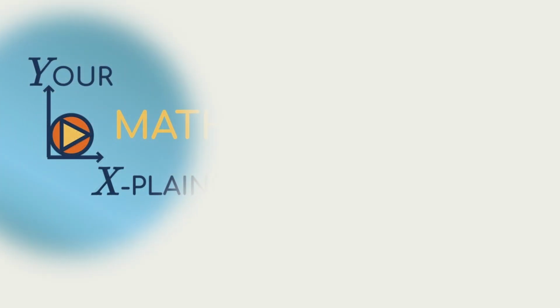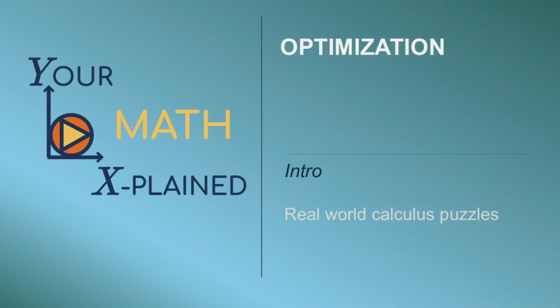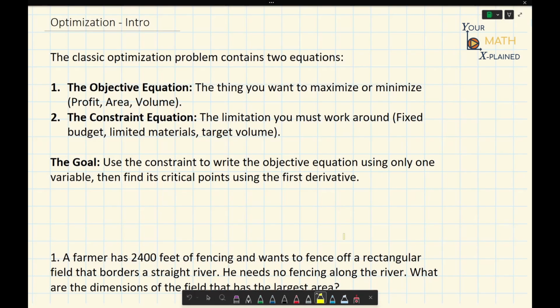My name's Angela. If you own a business, you don't just want some profit. You want to get the maximum profit possible. And if you're manufacturing soda cans, you don't want to spend extra money on the aluminum. You want the minimum surface area for your target volume. This is the idea of optimization.